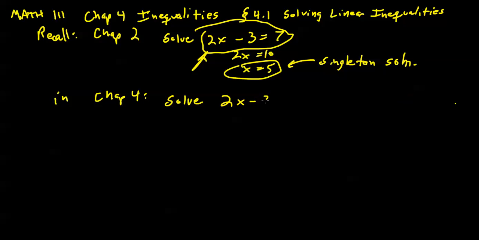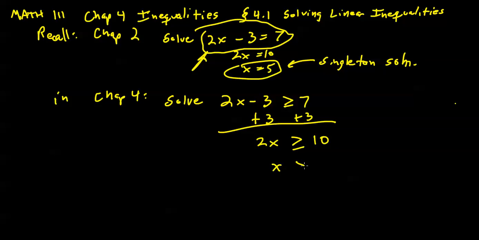Instead of 2x minus 3 equals 7, let's say we've got 2x minus 3 is greater than or equal to 7. Here your solutions are going to be interval solutions. There are going to be infinitely many values of x that will solve this inequality statement. And we do it much in the same way. I'm going to add 3 to both sides, endeavoring to isolate x on one side of the inequality, and get a number on the other side. If I divide both sides by 2 here, I get x greater than or equal to 5.